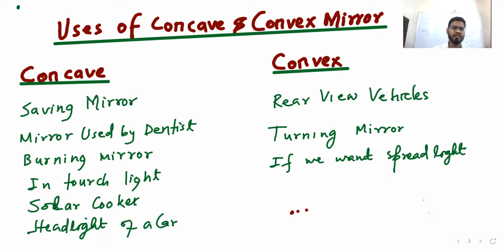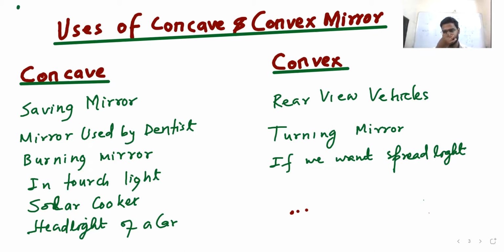Solar cooker, and also the headlight of a car, there we use a concave mirror. If you go for a convex mirror, we want to see the whole world kind of thing. In the rear view mirror of vehicles, what we want to see is up to 2 kilometers behind, and that you can see from a convex mirror.